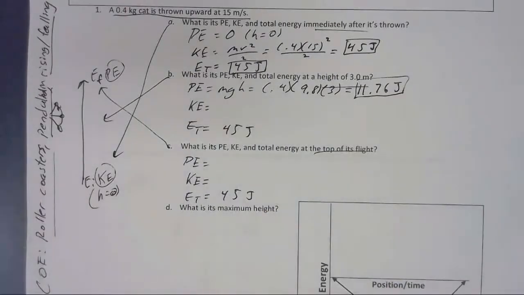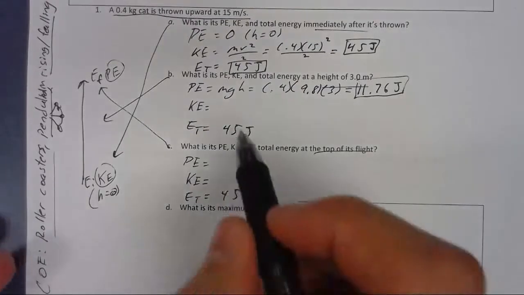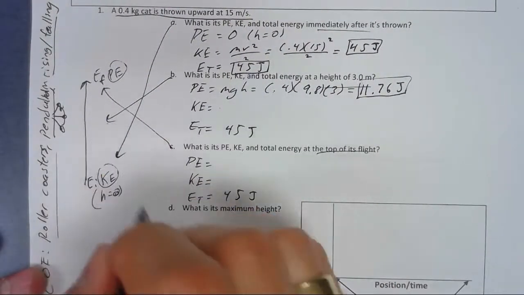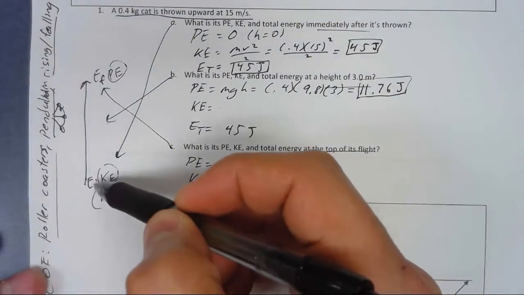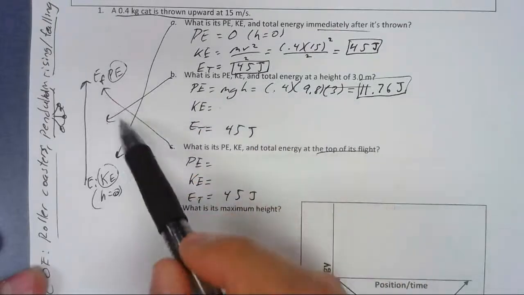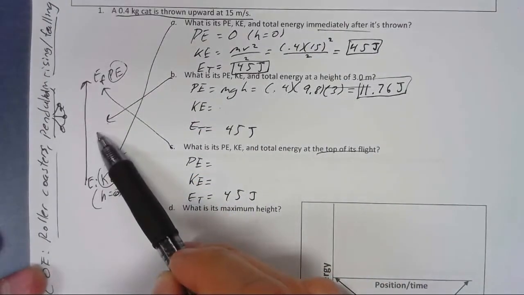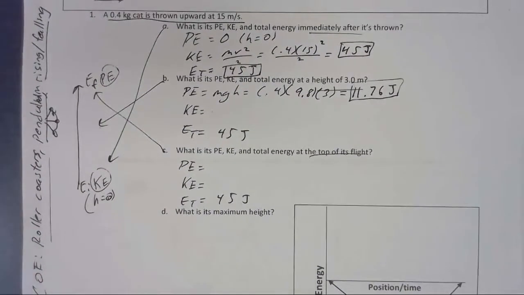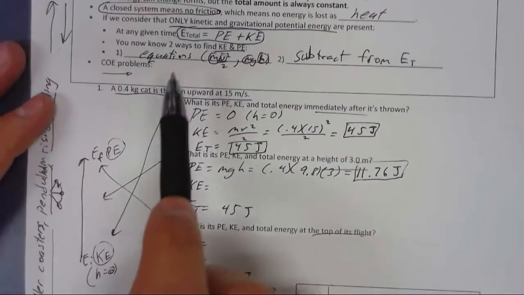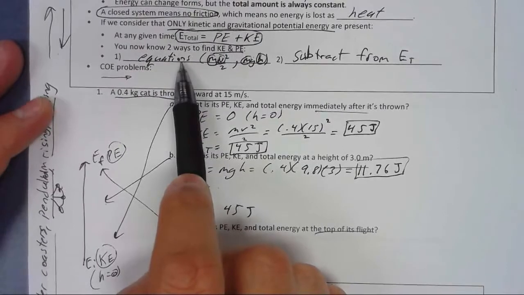Before, we did mv squared over 2. The problem here is we can't do that, though, because we do not know the speed at that point. If we throw the cat up at 15 meters per second, we know that the speed is going to decrease on the way up. It's somewhere in the middle. I don't know exactly where, but I don't know what the speed is there. It's not 15. It's not the speed that they gave us. Since we do not have the speed, we can't use the equation to find the kinetic energy.